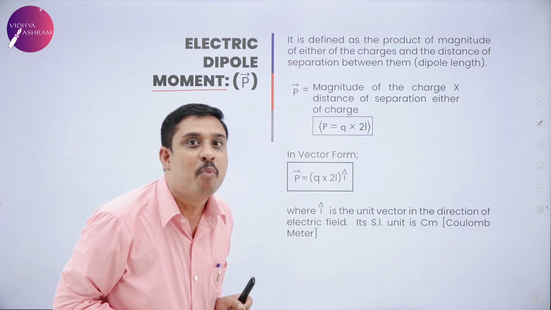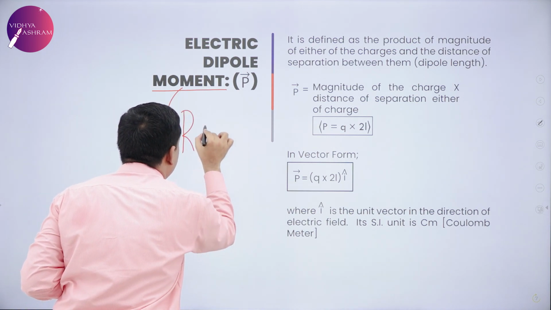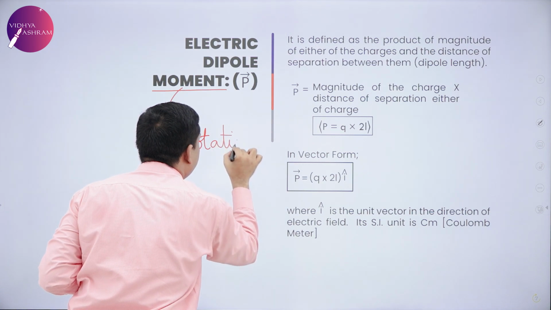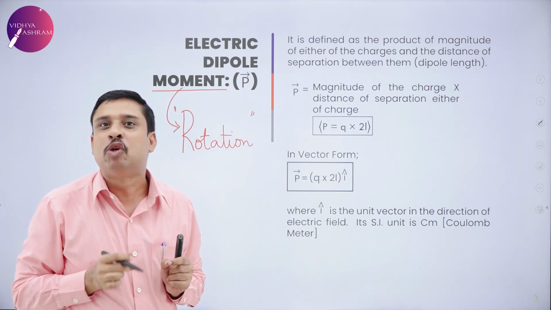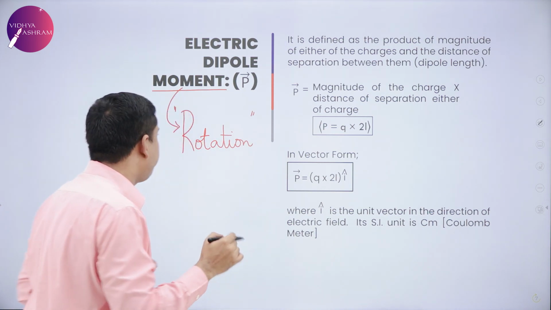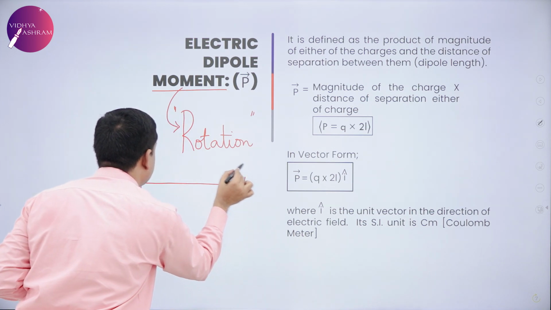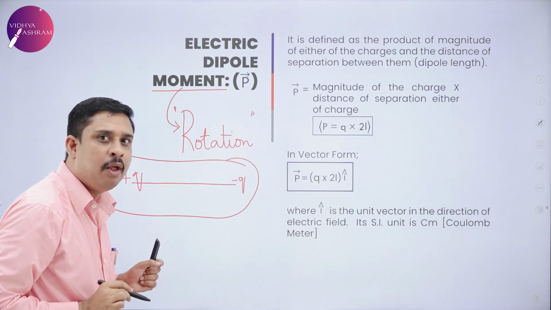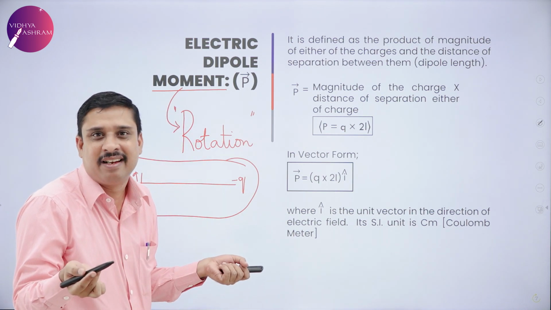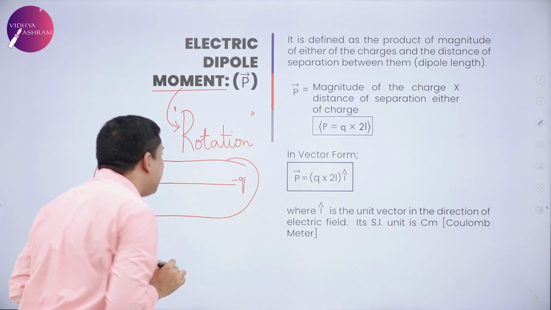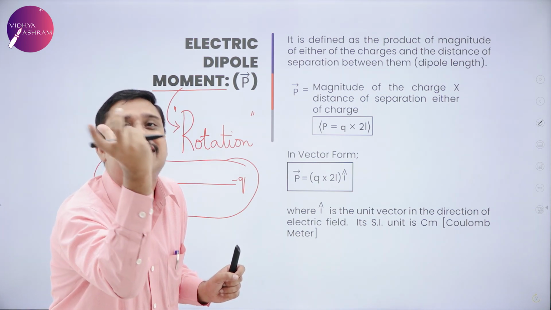What is the meaning of the word moment? The word moment refers to rotation. In First PUC you have studied, moment refers to something called rotation. So if you observe, there was plus q, there was an axis, minus q, there was a field. What is the significance when there is an axis? Rotation. Which means because of this electric field, the charges start to rotate inside the field.